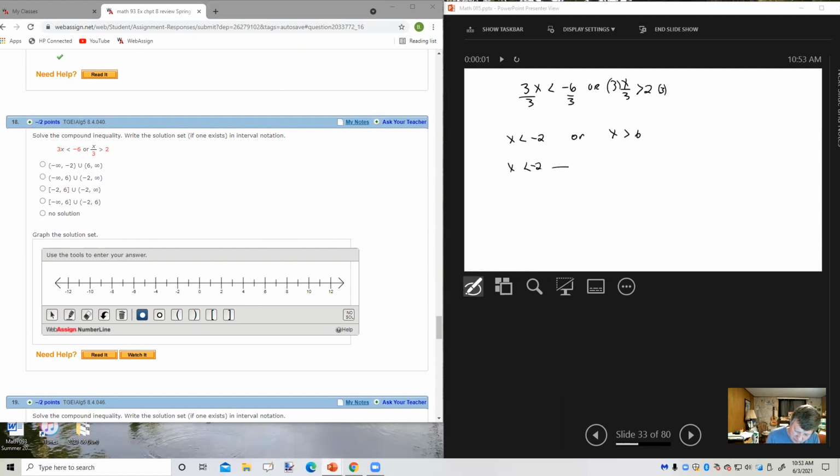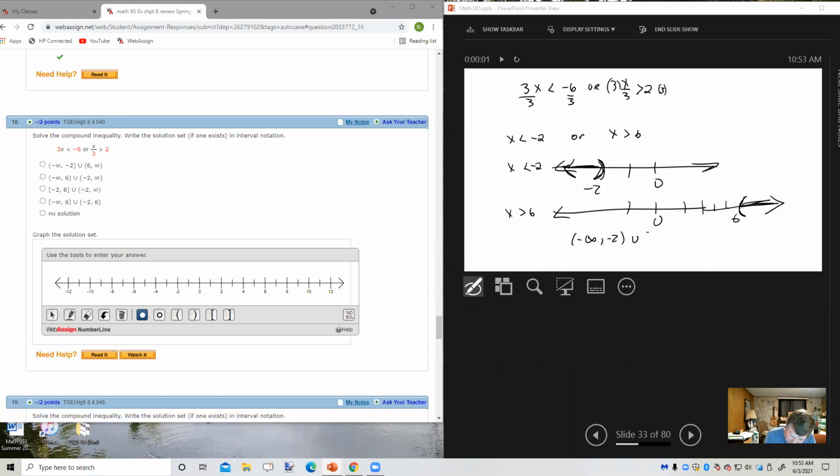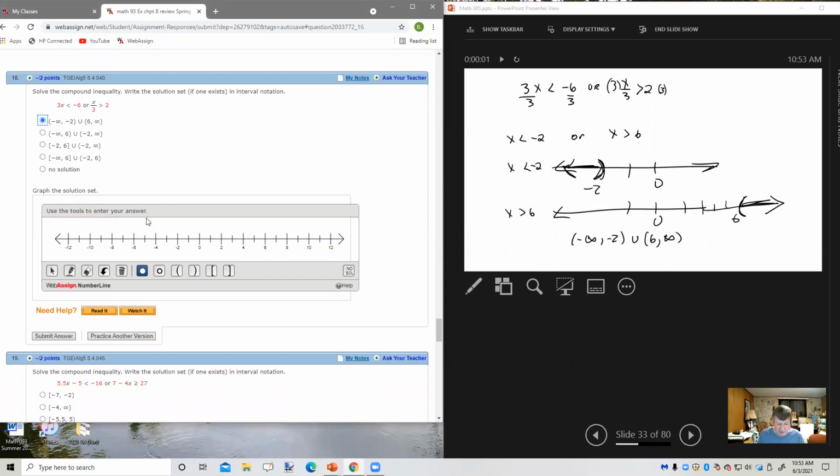So x less than -2 would look like that. x greater than 6, let's see, over here would look like that, and I'm not concerning myself with super accuracy. What I've got here is a union, but it's 2 separate pieces. I've got from -infinity up to, but not including -2, and not including 6 up to infinity. So let's see here. It looks like the top one is the solution. Now we're supposed to graph that thing. So let's see. We're going to want parentheses at -2, like that. And let's see here.